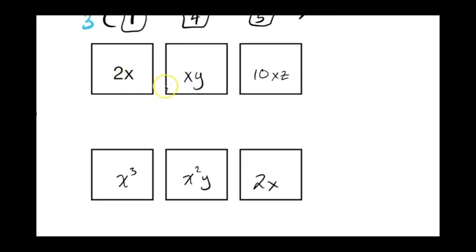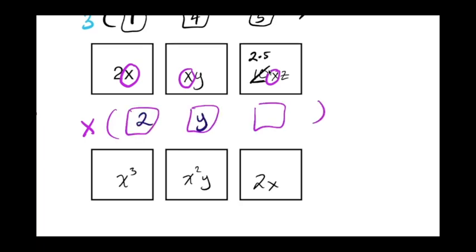Right here, we have 2x, xy, 10xz. Let's break down the 10. The 10 is 2 times 5. Now, what is in every single box? It's actually not a number. 2 is not in the second box. There's no number in the second box. The only thing that every single box has is an x. We're going to pull an x out. And then what's left over in our boxes? We have a 2, we have a y, and we have a 10z. There we go. That's factored.